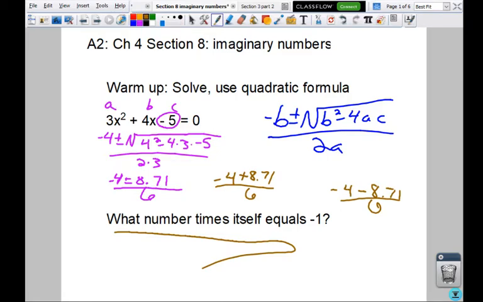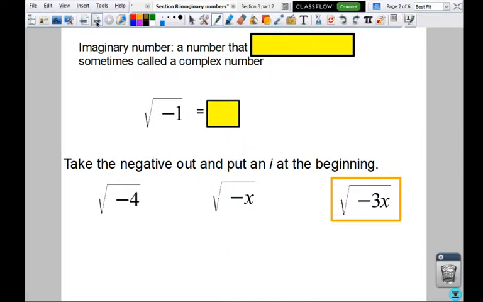Alright, so we're going to be talking about imaginary numbers today. That was kind of our second warm-up question, and that's what it is based on. Try to teach yourself imaginary numbers. Remember how we've always said, can you square root a negative?